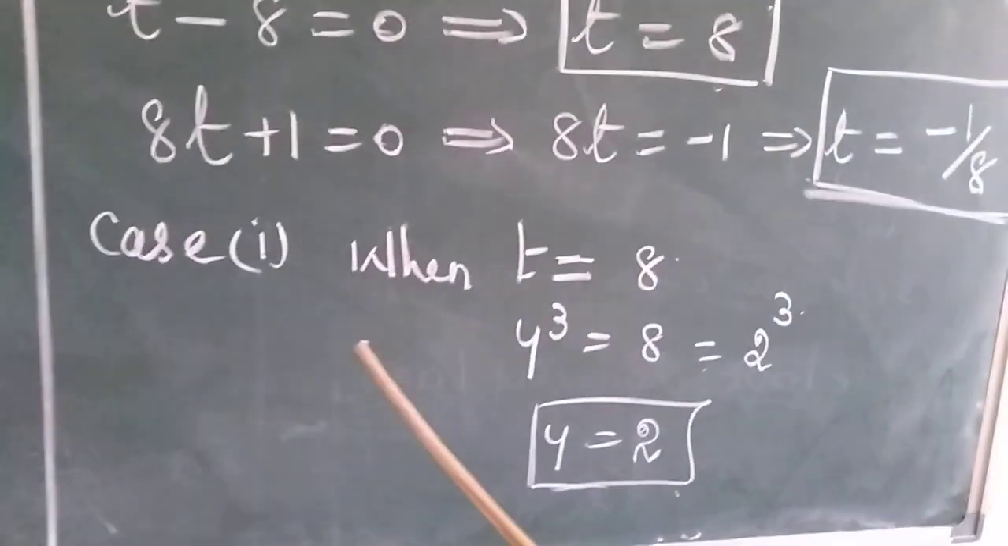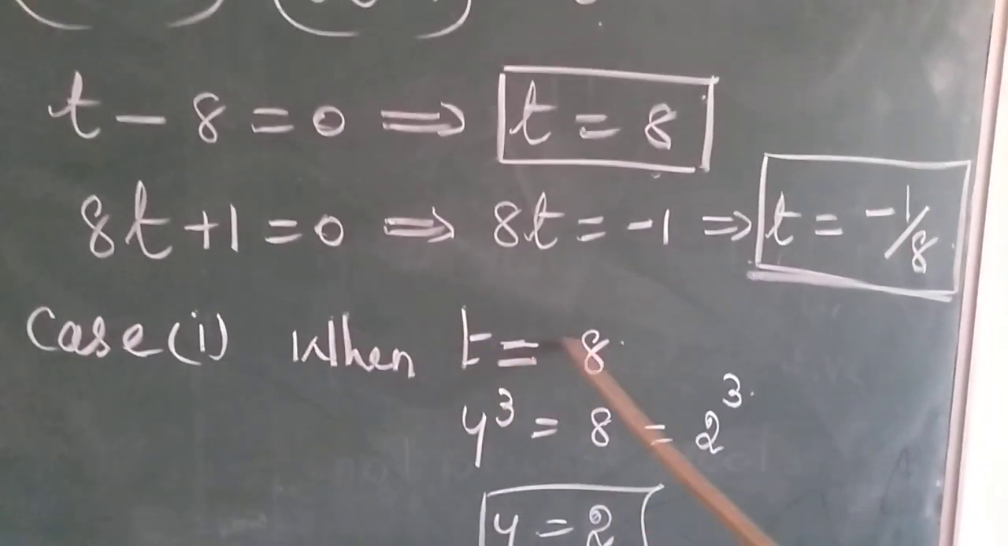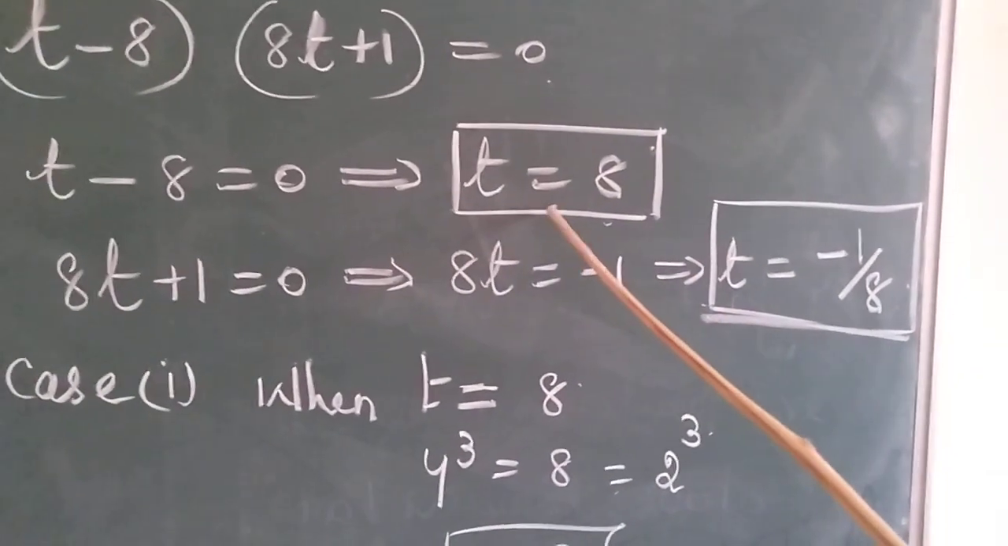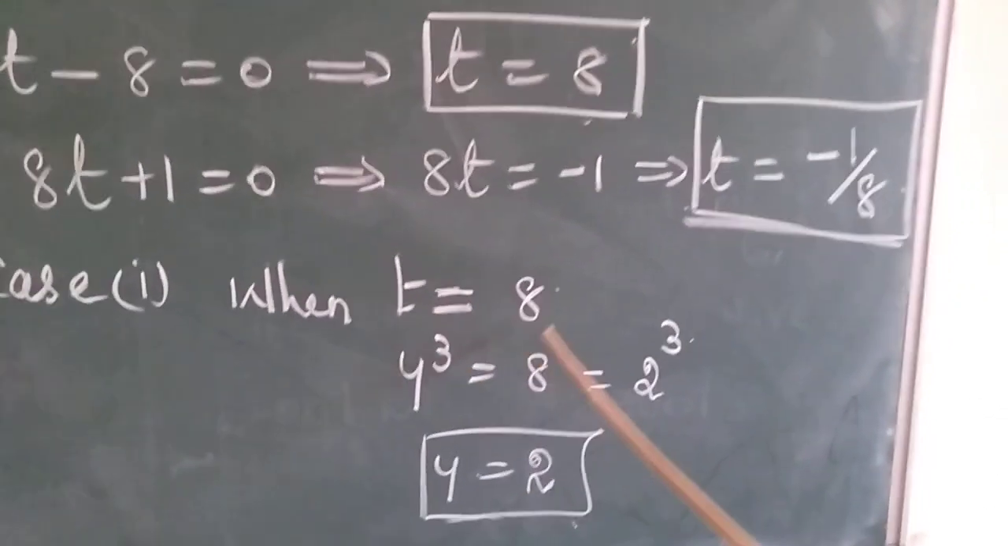Now we are coming to case 1. We found two values for t. Now we are taking the first value, t equal to 8.